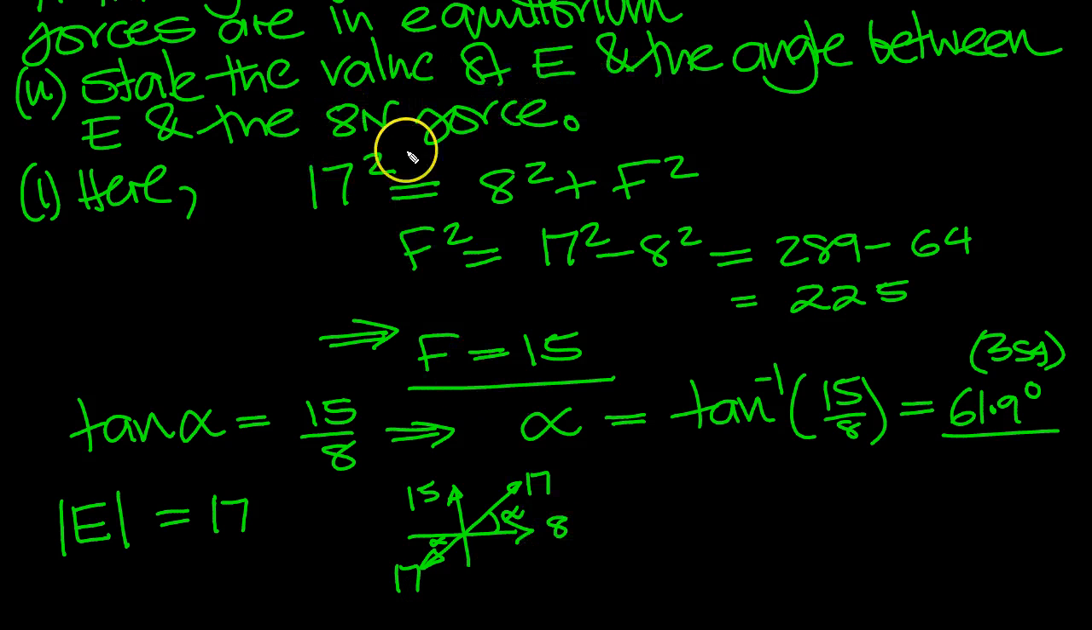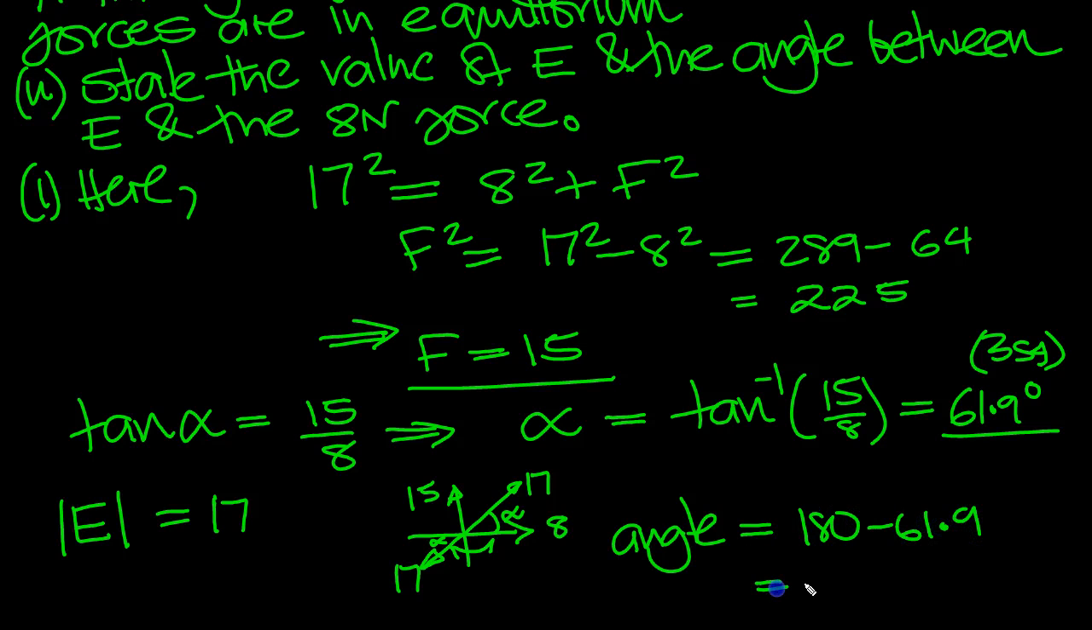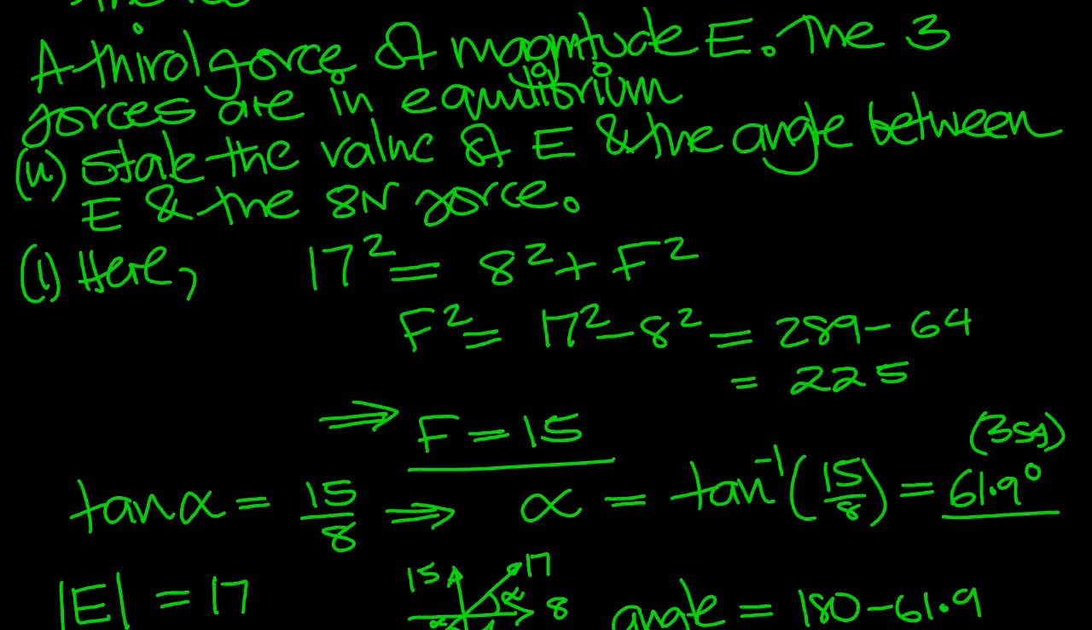So, state the value of E and the angle between E and the 8 Newton force. Well, the angle here is that angle there. It's 180 minus 61, I'll get it right in a moment. It's one half circle, 180, take away alpha. So 180 minus 61.9 equals 118.1 degrees. So that's the angle between E and the 8 Newton force. So that's the question completed.